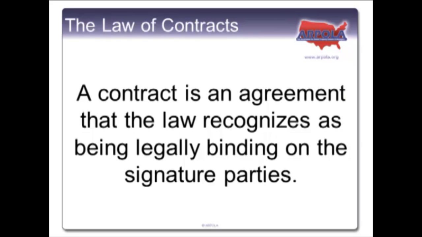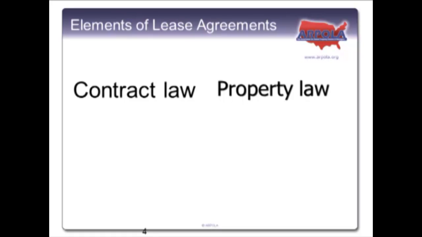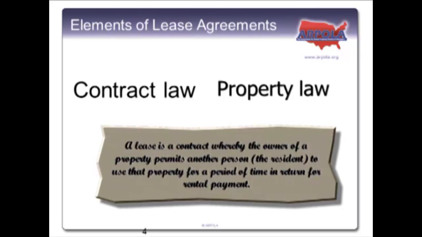A contract is an agreement that the law recognizes as being legally binding on the signature parties. So you have responsibilities within the lease that are outlined, and your resident also has responsibilities within that lease, and those have to be enforced. Now, there are certain elements of a lease agreement. This is where contract law meets property law. A lease is a contract whereby the owner of a property permits another person, or the resident, to use that property for a period of time in return for rental payment.